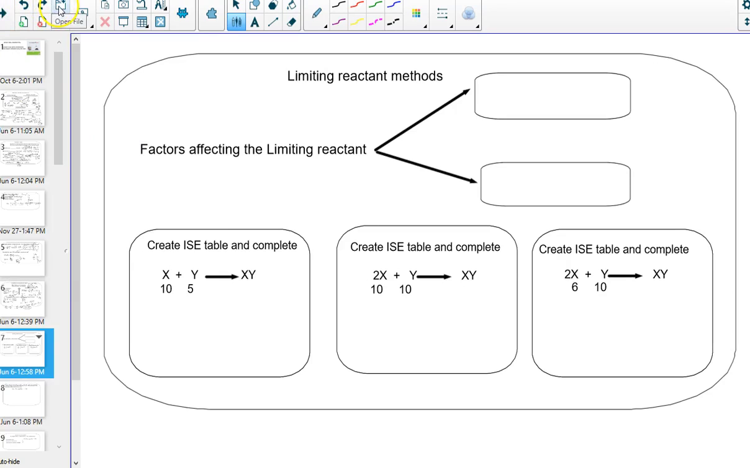And we'll stop here for a moment. This is going to move into our next piece, which is on this idea of limiting reactant.